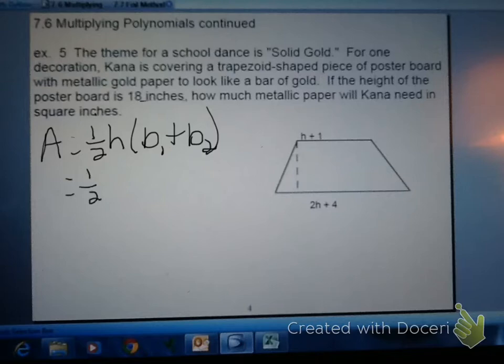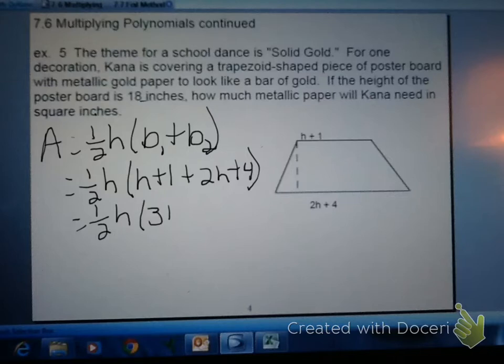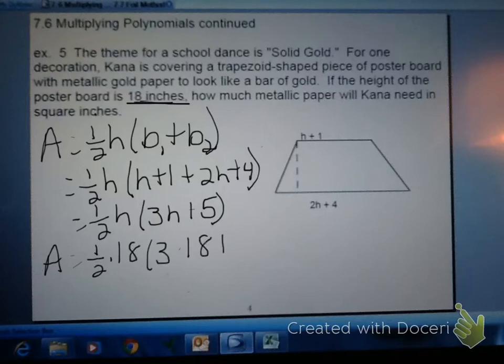As of right now, all we know is that base 1 is h plus 1, and the second base is 2h plus 4. We're going to simplify this down, and we get 3h plus 5. Now, everywhere we see h, we're going to plug in the 18 inches. Multiplying, half of 18 is 9. You work inside the parentheses.